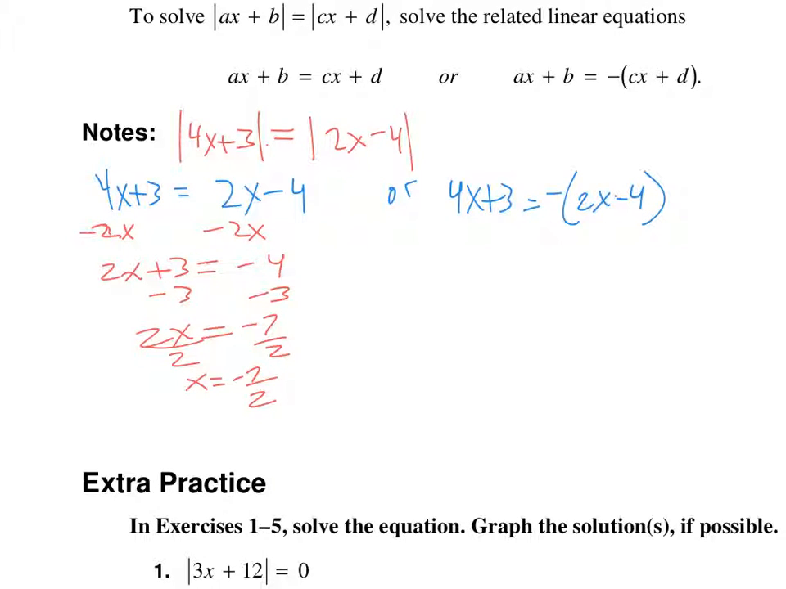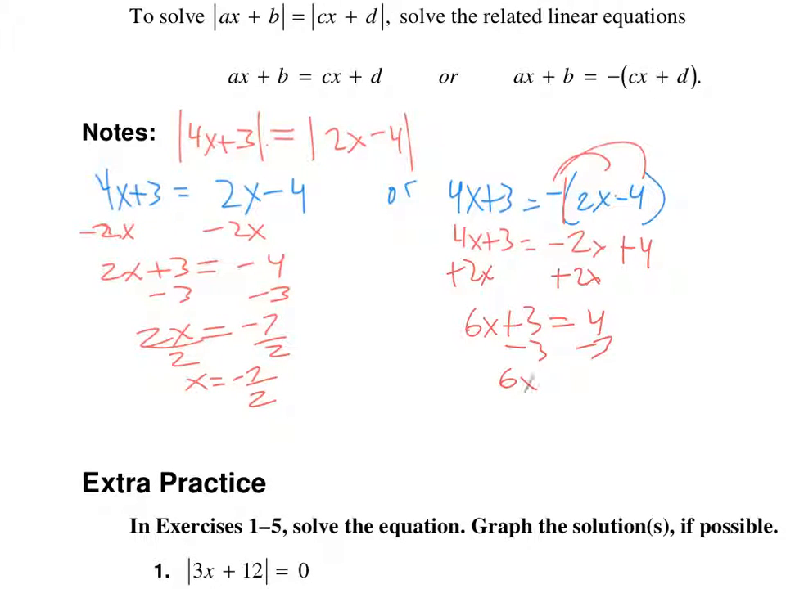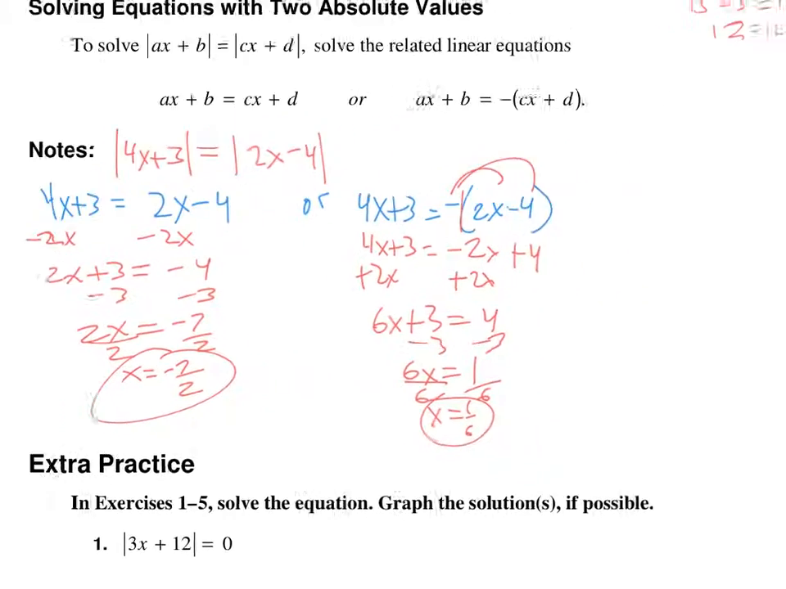Okay. And over here, let's distribute that negative. We have 4x plus 3 equals negative 2x. Distributing this negative, remember, it's like a negative 1 there. And so we have negative 2x, and negative 1 times negative 4 gives us positive 4. Now let's solve this. Add 2x. 6x plus 3 equals 4. Subtract 3. 6x equals 1. Divide by 6, and x equals 1/6. Okay? Not the prettiest of answers, but we've got to check them out real quickly here.